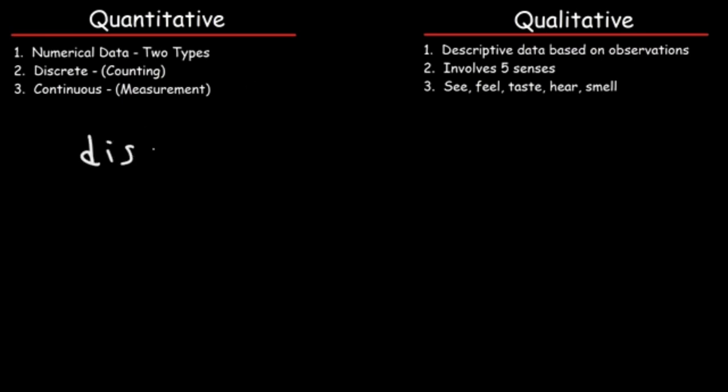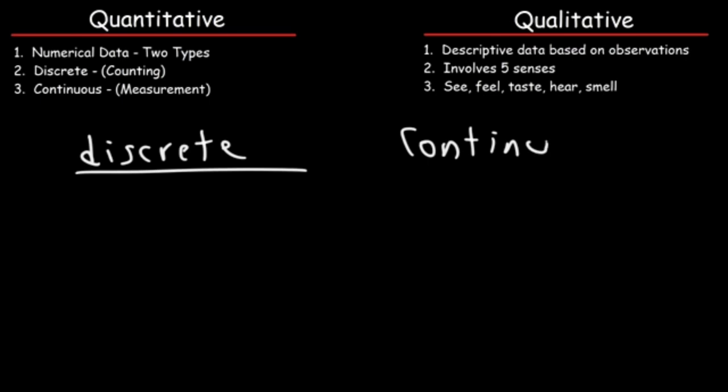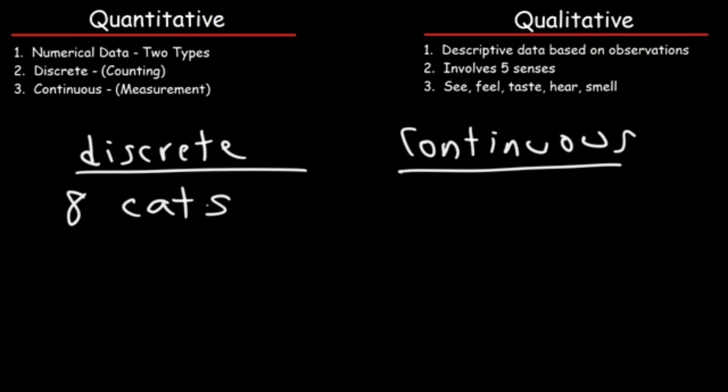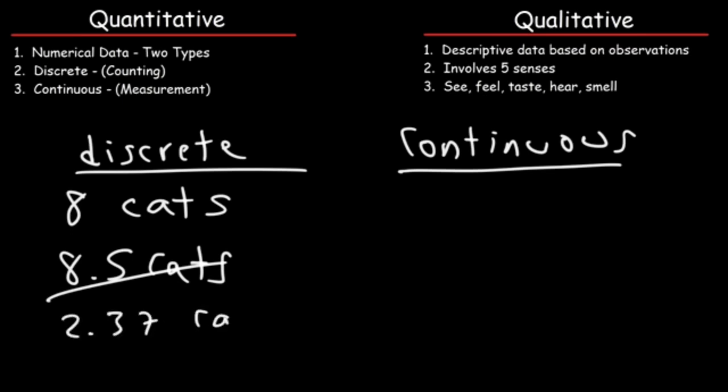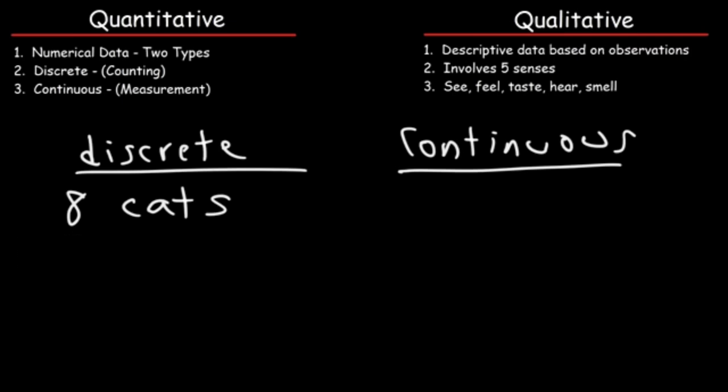You have the form that is discrete and the form that is continuous. Now, discrete data, it's based on counting. For instance, let's say if there are 8 cats, that's a discrete number. You cannot have 8.5 cats. That's not possible. You can't have 2.37 cats. And so when you're counting, let's say animals or objects, it's based on whole numbers or zero as well. But you can't have any number in between. You can't have 7.46 cats. So counting is based on a discrete numerical data.